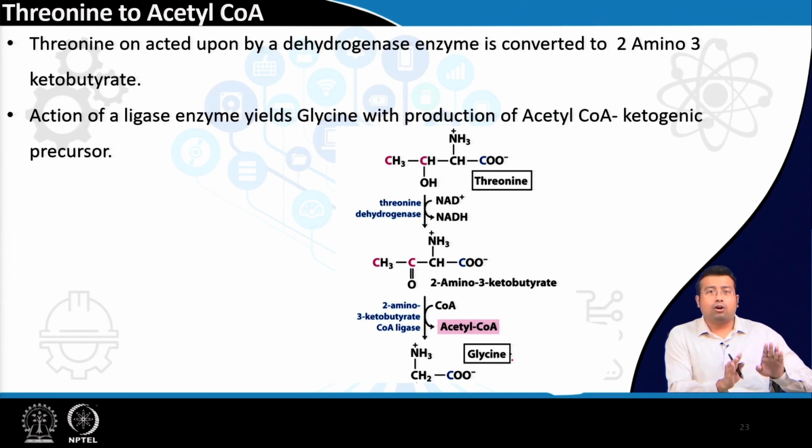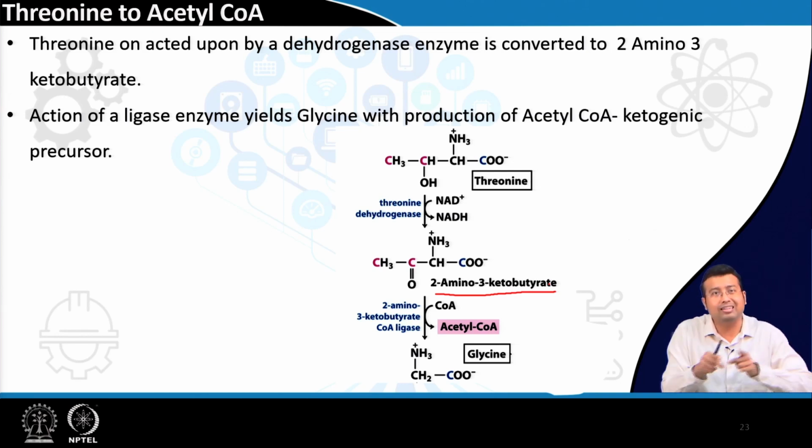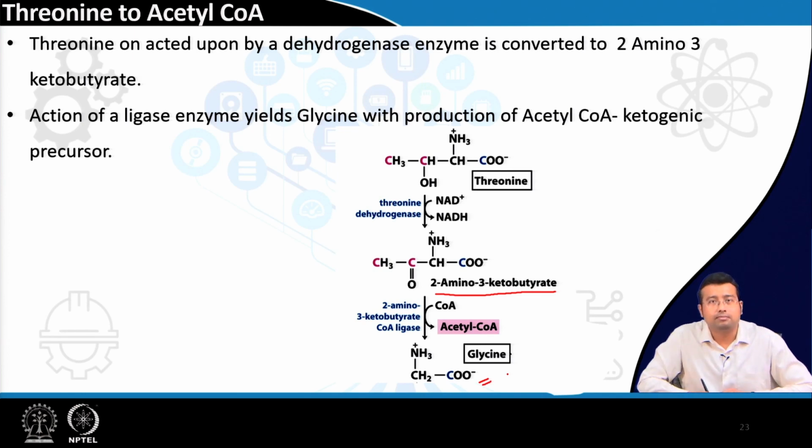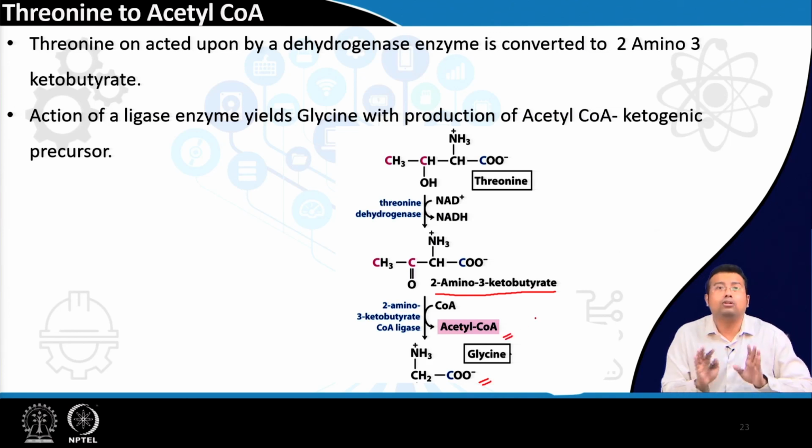In the previous reaction we saw how threonine was being acted upon by a dehydratase. Here it is first acted upon by an NAD dependent dehydrogenase, by which it forms 2-amino-3-ketobutyrate. It is different from the previous one, alpha ketobutyrate. Here it is 2-amino-3-ketobutyrate. This 2-amino-3-ketobutyrate, by the action of a ligase enzyme, is converted to glycine. Now, coenzyme A enters and acetyl coenzyme A is produced.